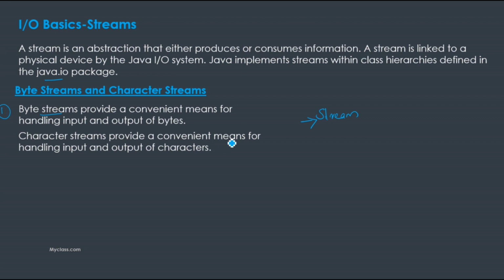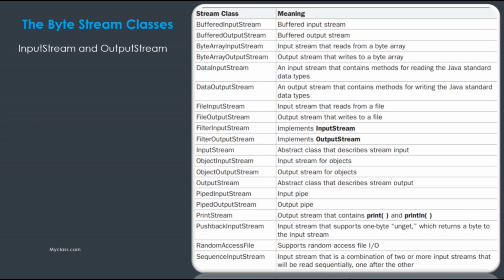Character streams provide a convenient means for handling input and output of characters. When we want to input or output characters to or from a program, we use the character stream concept. There are lots of classes in the character stream also. Let's see how it works.